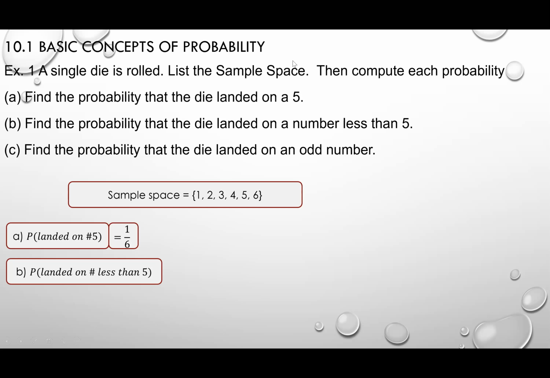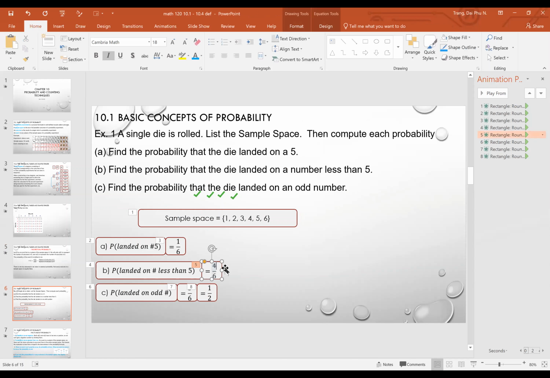What number is less than 5? Do you agree that this number is less than 5? This number is less than 5. This number is less than 5. This number is less than 5. So how many items fit the criteria that is less than 5? We can see that it's 4, not 5. Sorry. Let me change this. 4 out of 6.